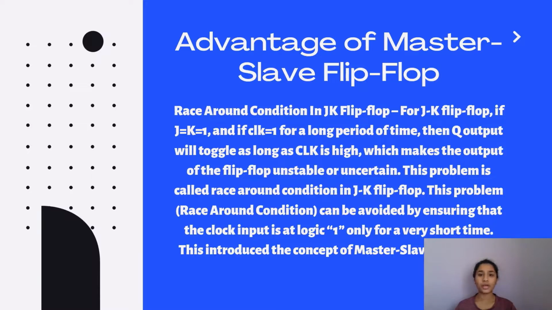So in order to overcome this drawback of JK, which is called race around, we can make sure that the clock is at logic 1 only for a very short period of time. And this can be done by making use of master-slave flip-flop. Another way of overcoming this drawback of JK is by using edge-triggered flip-flops. When I talk about edge-triggered, it can either be positive edge or negative edge. So that is the reason why we make use of master-slave.